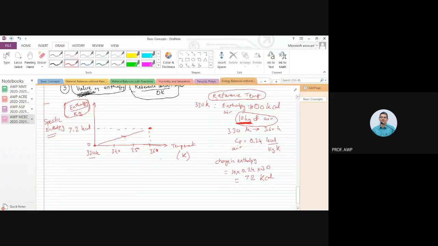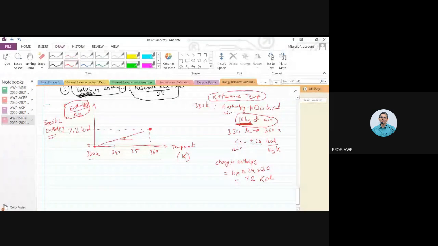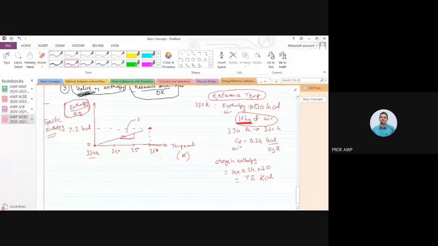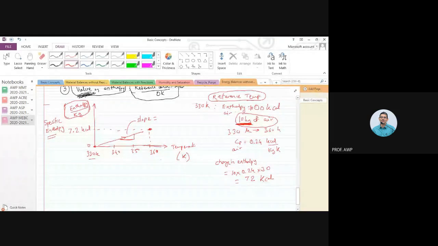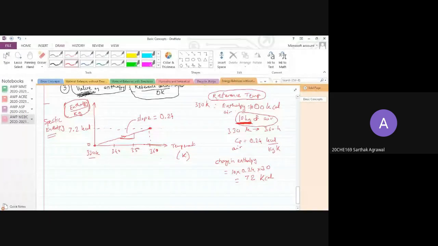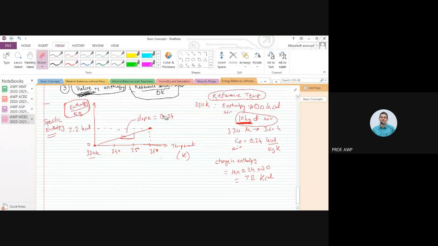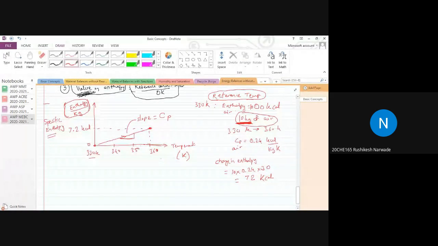Can you tell me what is the slope of this graph? What is the value of slope? 0.24, or should we say something else? Specific heat of air. Yeah. Right.